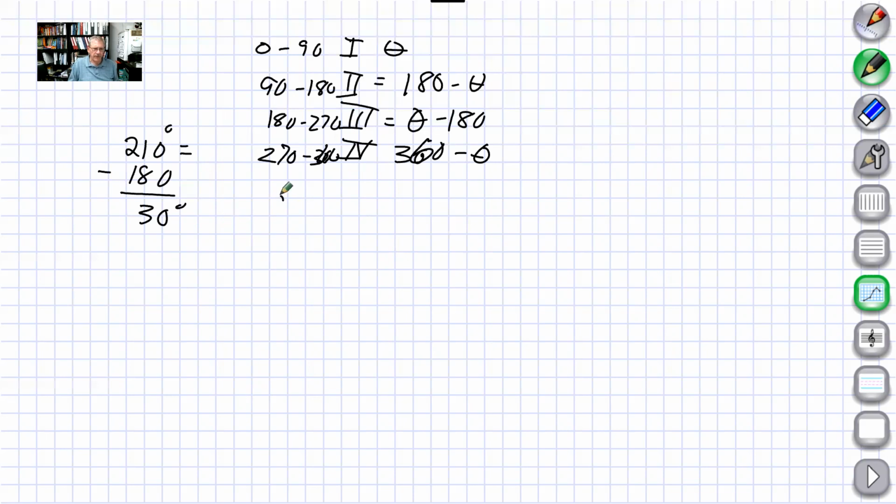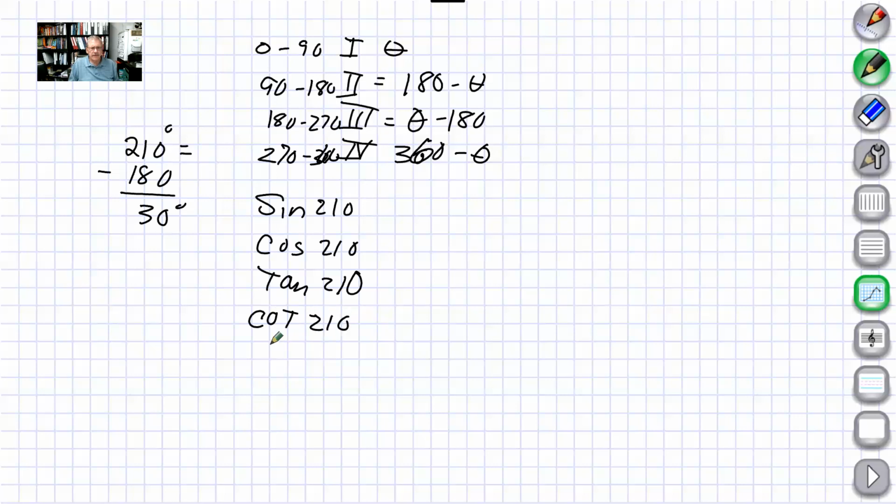So we want to find our functions of 210: sine of 210, cosine of 210, tangent of 210, cotangent of 210. What else do we want to find? Secant of 210, and these are degrees. Cosecant of 210. Pretty cool. So we want to find that.